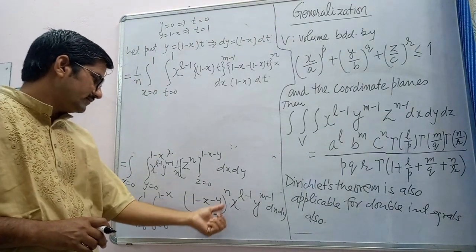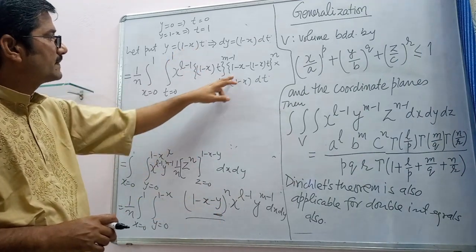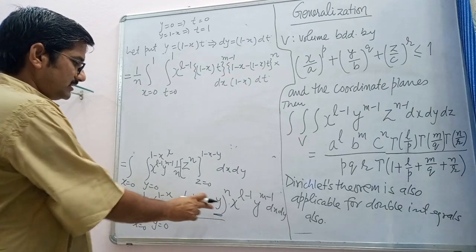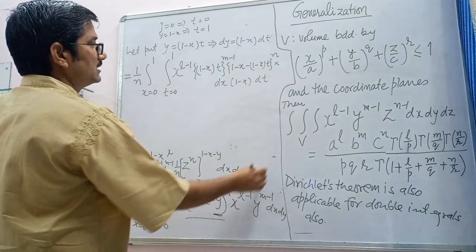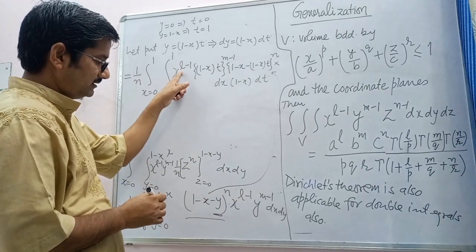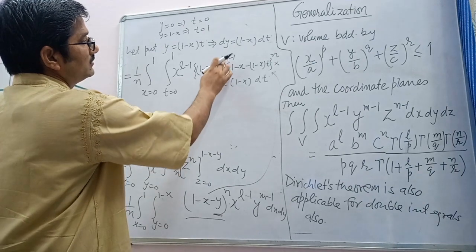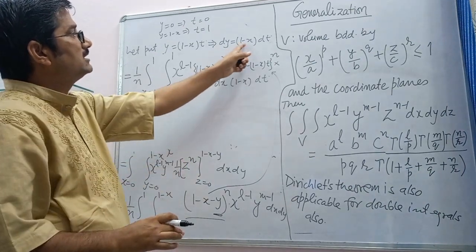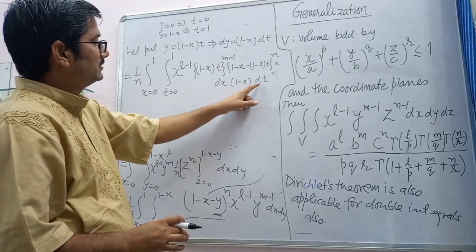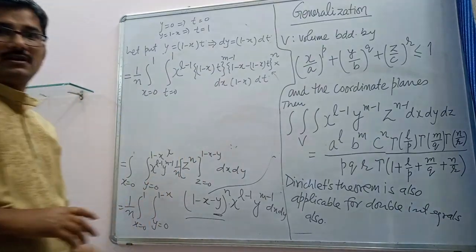So we insert the value of y here. It is (1 minus x) into t. This term, its power is n, so this term will be this one. x to the power l minus 1 and y to the power m minus 1 means ((1 minus x) into t) to the power m minus 1. dy is equal to (1 minus x) into dt. Okay, so next we will proceed.